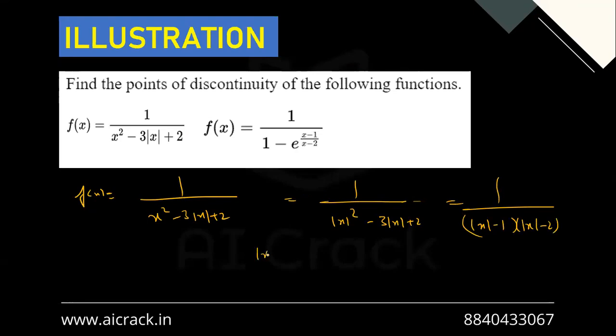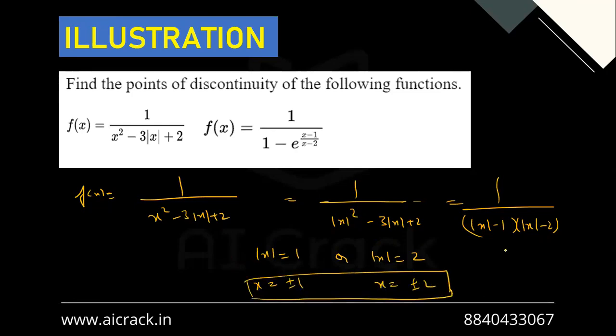Now I know that when mod x equals 1 or mod x equals 2, the denominator becomes 0. So this function becomes not defined in these cases. If I open this mod x, then I'll get x equals plus minus 1 and x equals plus minus 2. So at all these 4 points, I can safely say that this function is not defined, so at all these points, this function is discontinuous. We studied that rational functions are continuous everywhere except for the points where the denominator becomes 0. So we have to find the points where the denominator became 0.